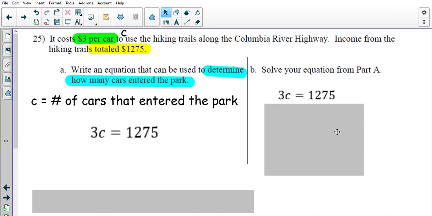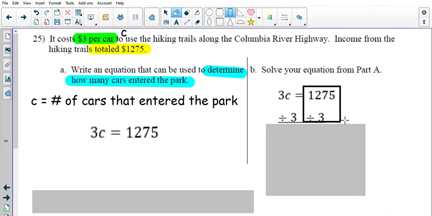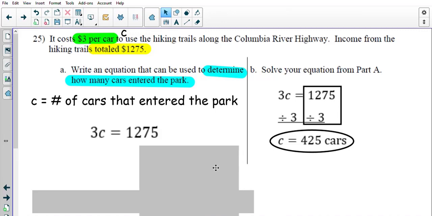That is the easier part. The inverse of multiplying by 3 is to divide by 3. We kind of already mentioned that. So in your calculators, you're going to do 1,275 divided by 3. And that means the number of cars. Don't forget a label on your final solution. The number of cars that entered the park was 425.